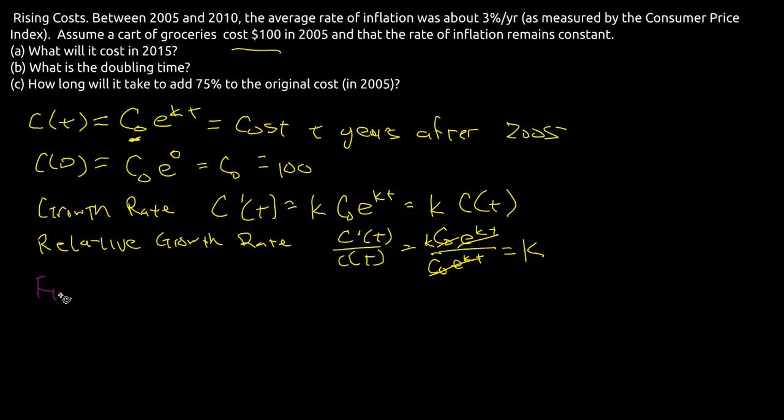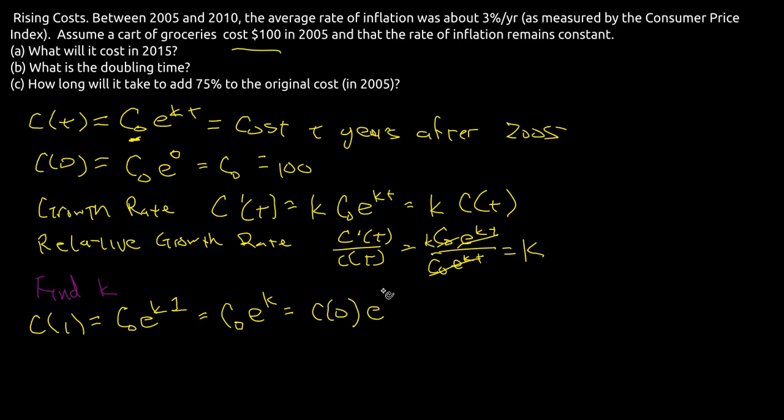And to find k, just think about what happens over the course of a single year. So if we were to plug in c of 1, then by definition that's c0 e to the kt, but I'm plugging in t equals 1. So just change that to a 1. So I get c0 e to the k. And that's also, we know that c0 is the same as c of 0, so that's c of 0 e to the k.